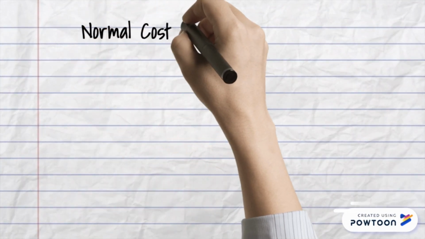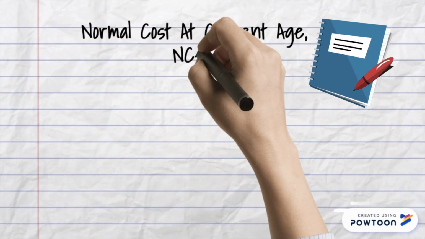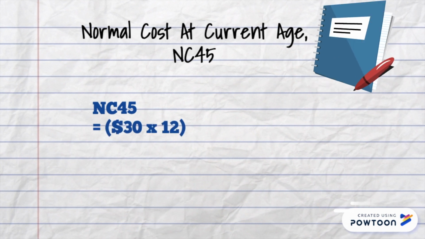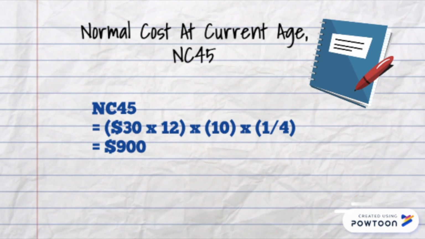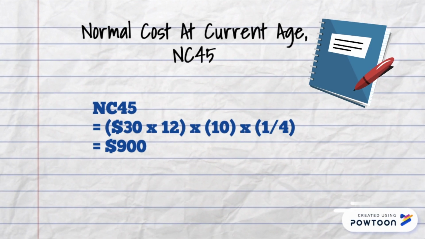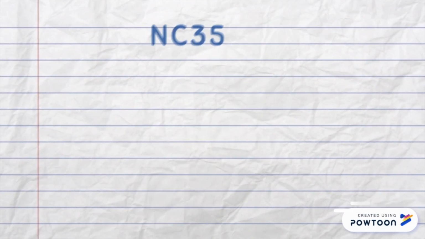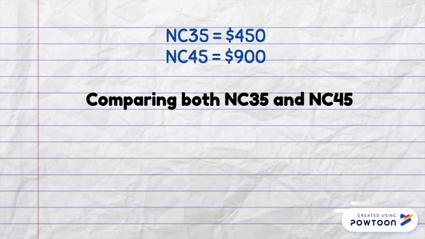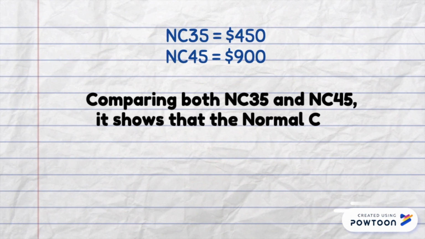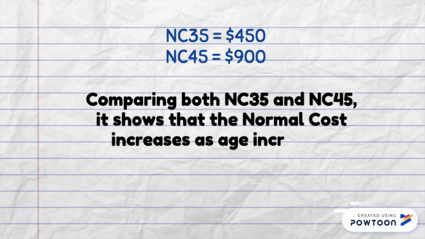Meanwhile, to calculate the normal cost at current age, NC45 is equal to $30 times 12 months times the annuity value of 10 times D65 over D45, and that equals $900. Comparing both NC35 and NC45, it shows that the normal cost increases as age increases.